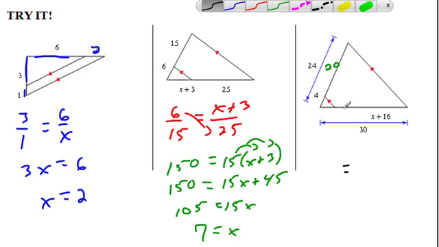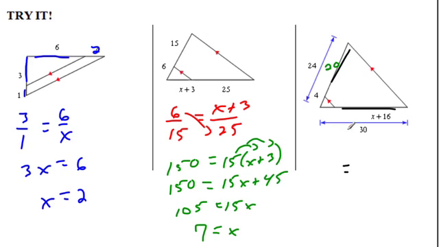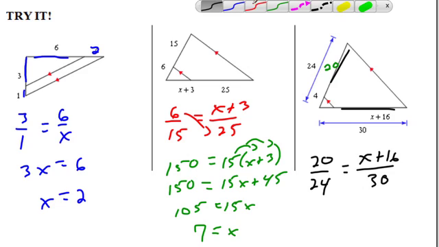How about this? I know this side and this side are a partner, and I know the big side. So I can say 20 is to 24 as what? X plus 16 is to 30. Excellent. So that is the correct way to set that proportion up. Let's solve it just to make sure we have it.